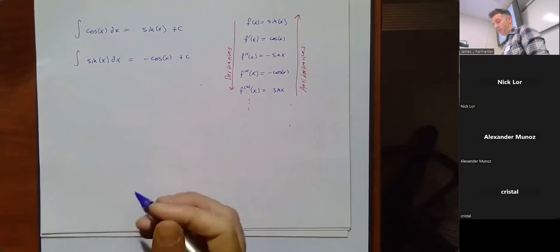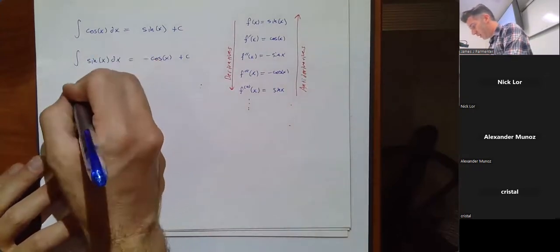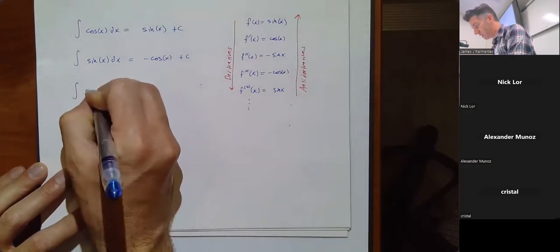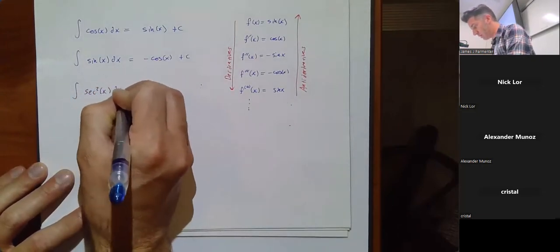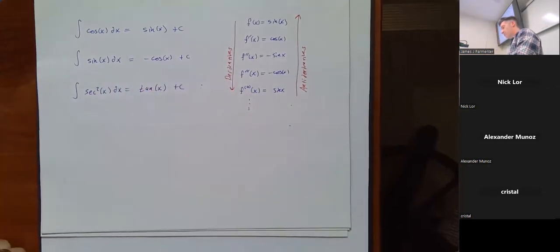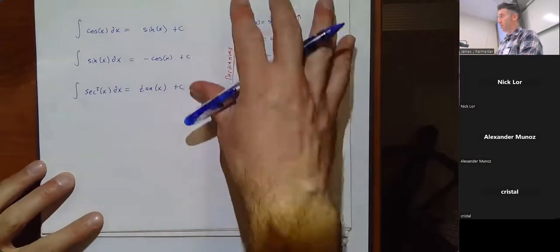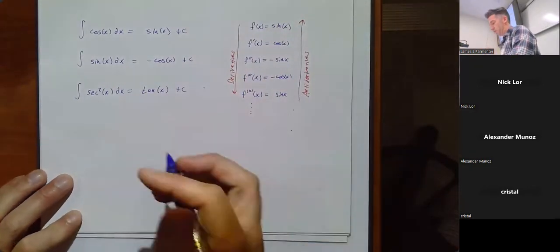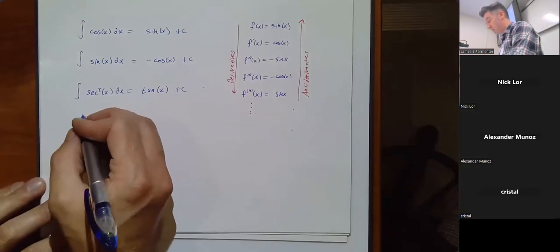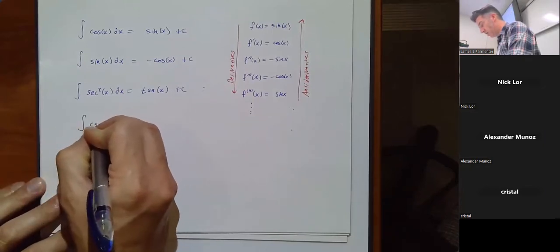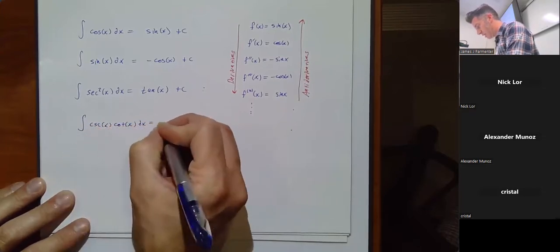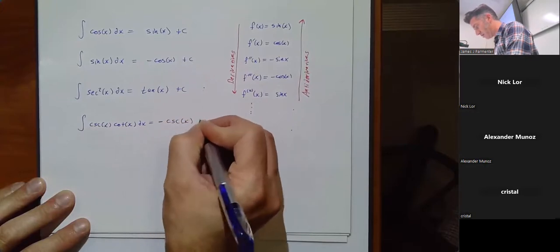Let's write down the other 4 that we want to know. So we know the derivative of tangent is secant squared, so the antiderivative of secant squared is equal to positive tangent. Let's write the other 3 now. So we know that the derivative of cosecant is negative cosecant cotangent. So the integral of cosecant of x cotangent of x is equal to negative cosecant of x plus c.